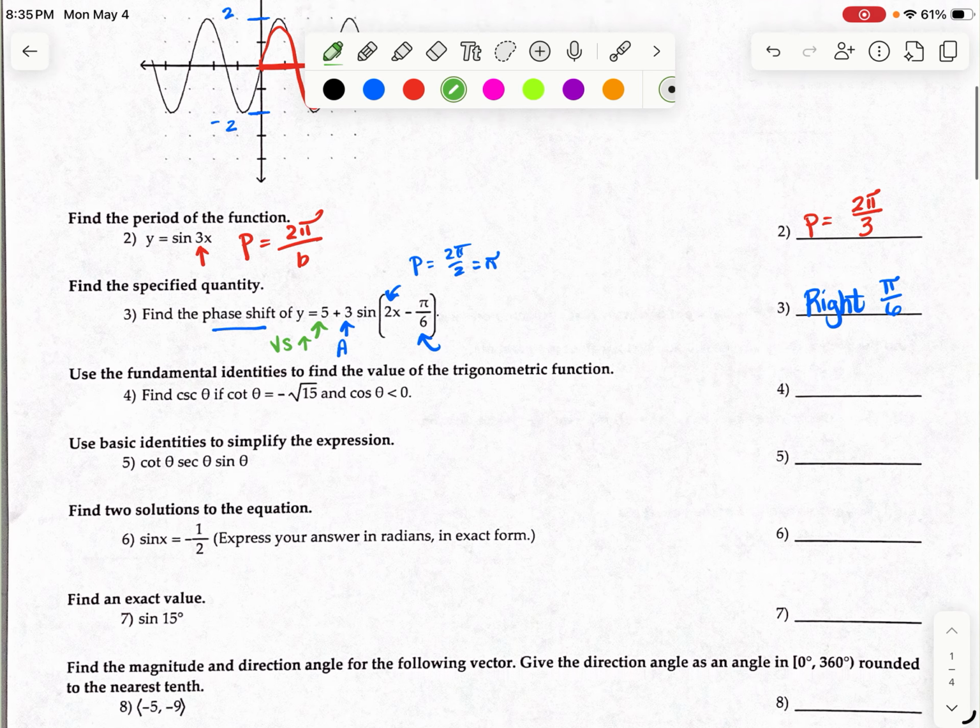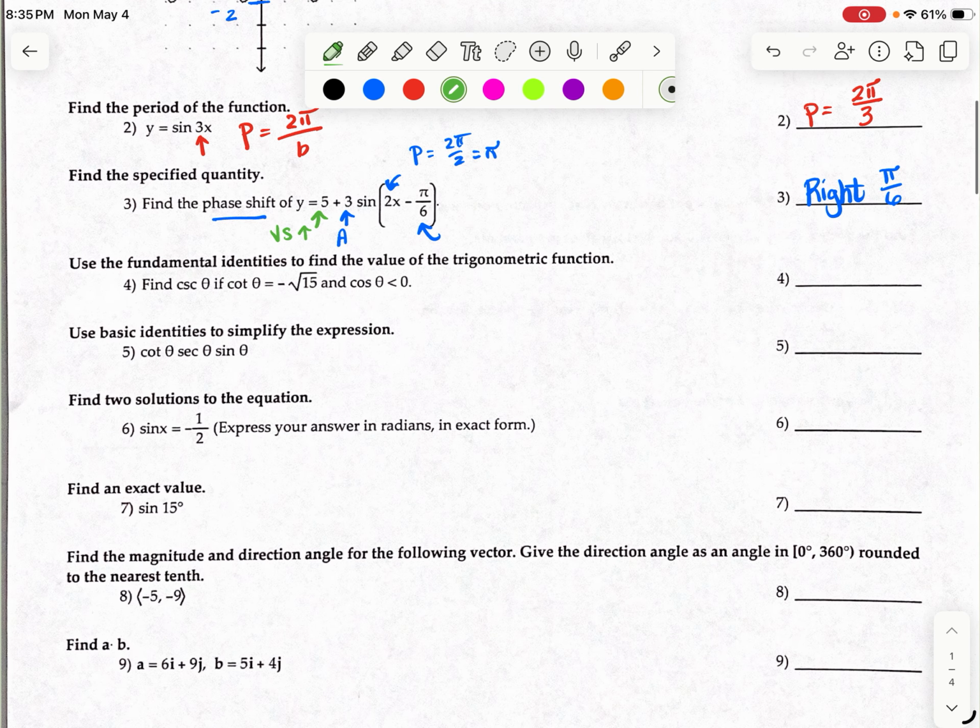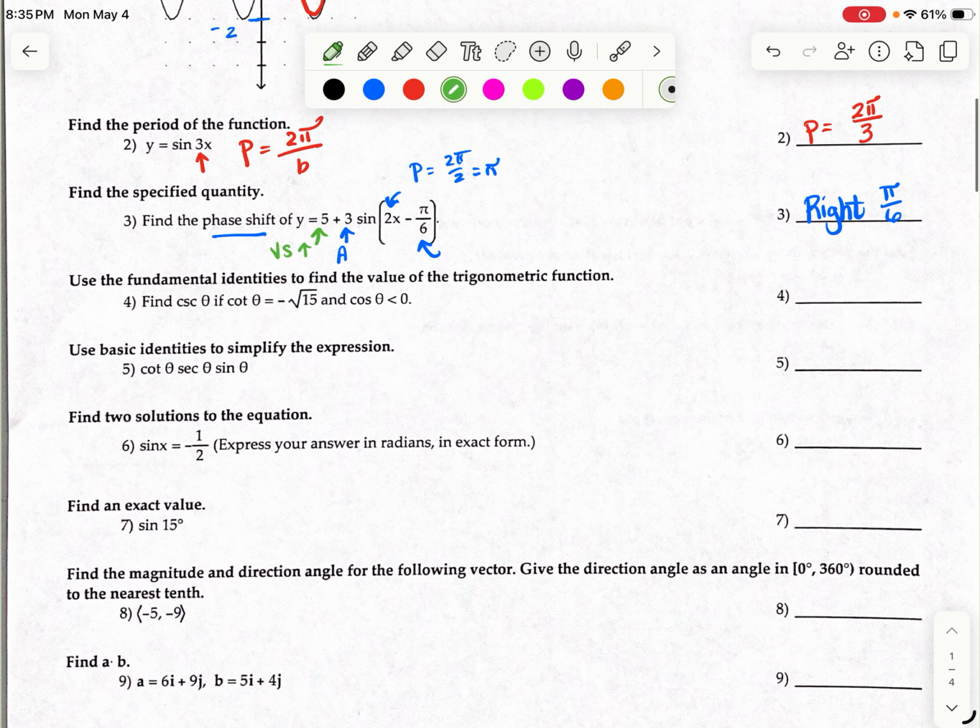Pretty straightforward. Numbers 4, 5, 6, and 7 are all trig functions, that kind of thing. I mentioned in class it would probably be helpful to have your formula sheet for all those trig formulas, as well as your circle. It's going to come in handy. Now number 4, I'm going to do the ones that need work. I'm going to scroll down and do them.